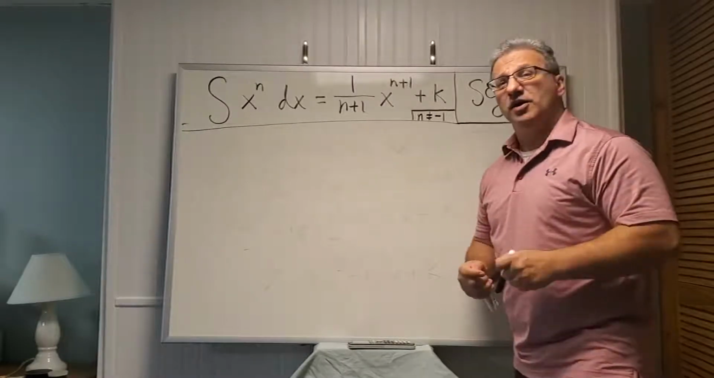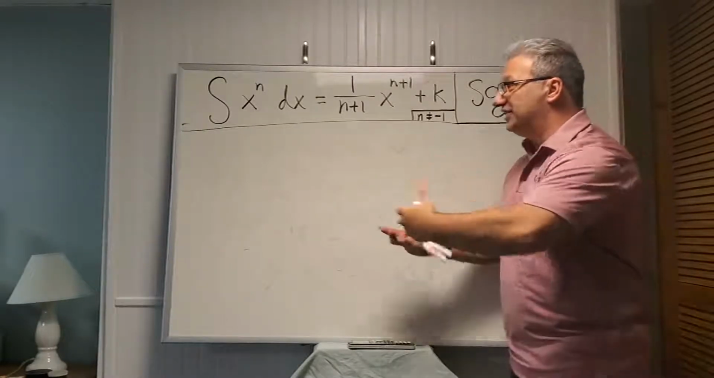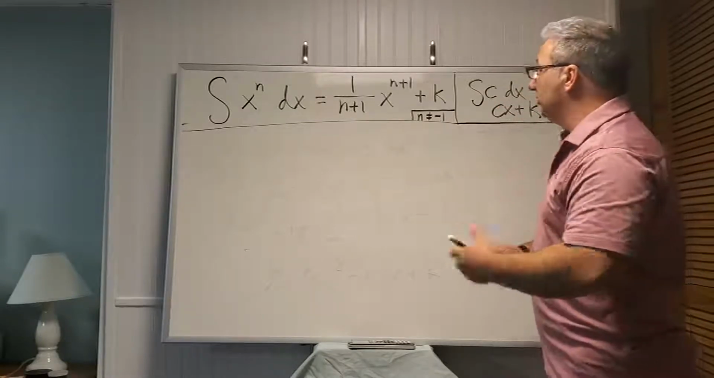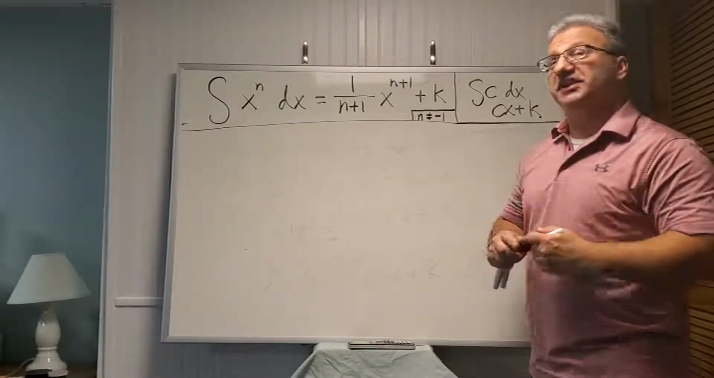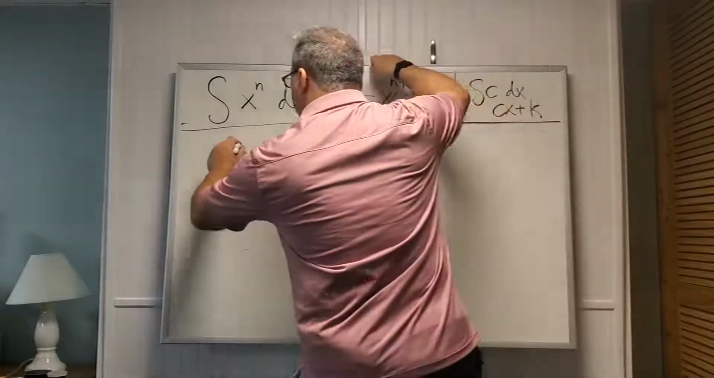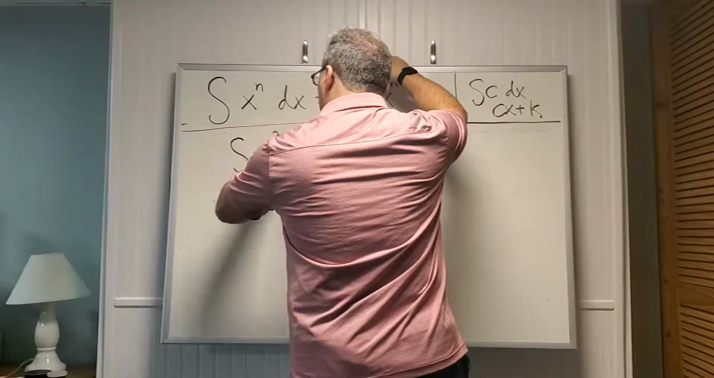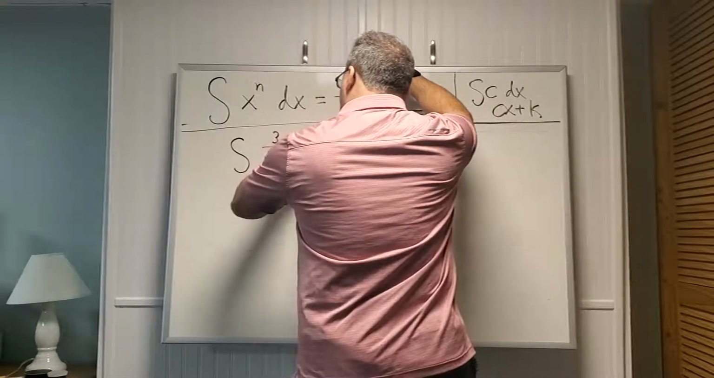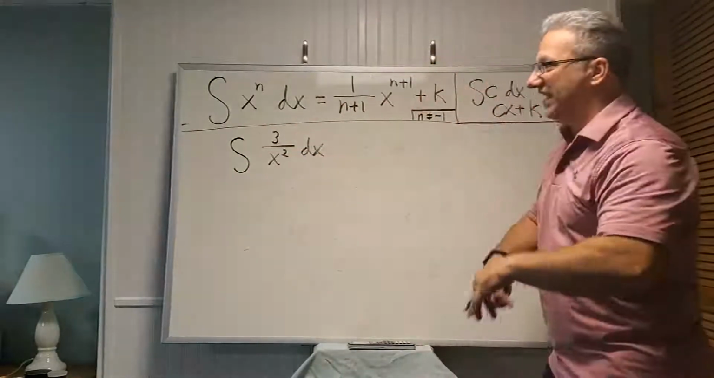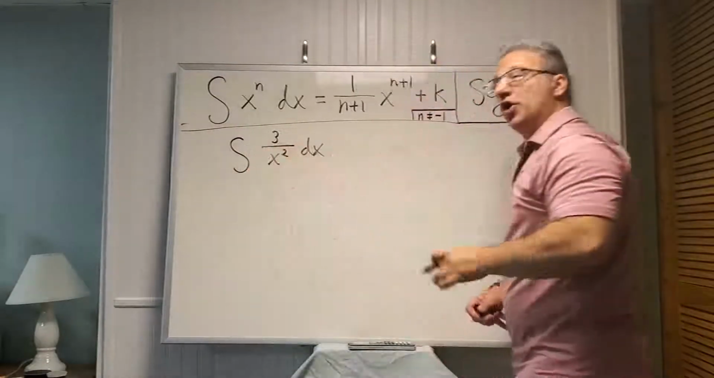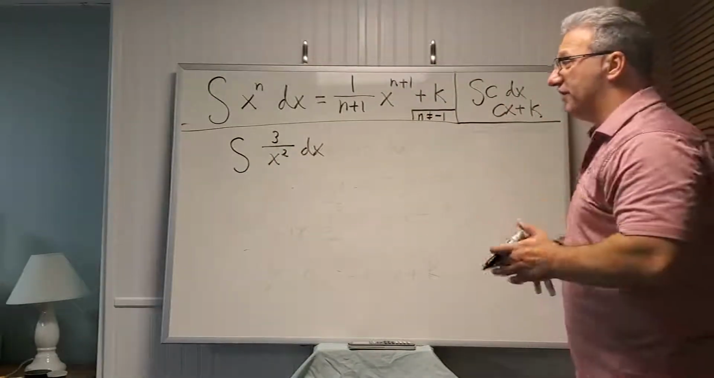Welcome back. Part 2 of the basic integration or basic antiderivative rules. So we learned a few rules in the previous video. What I want to do now is step it up. That is, if we have the integral of 3 over x squared dx, how does one find the antiderivative of that? Remember, this is the derivative expression. Where did it come from? What is the original function?